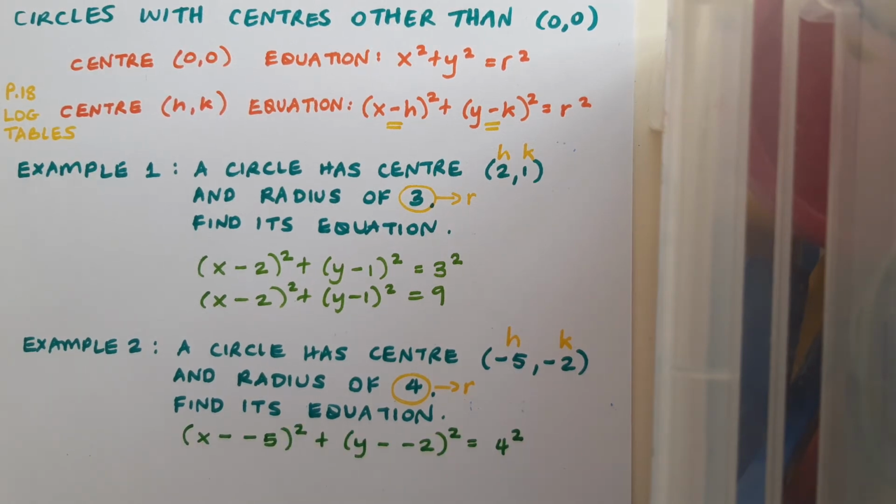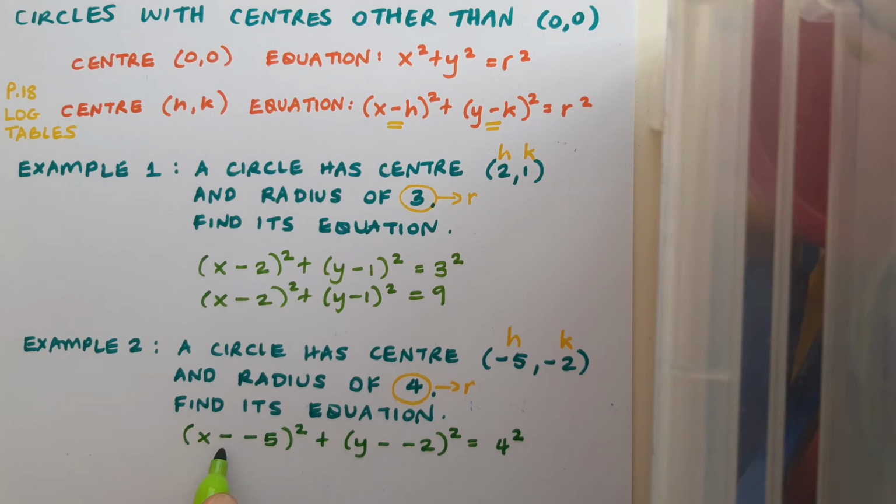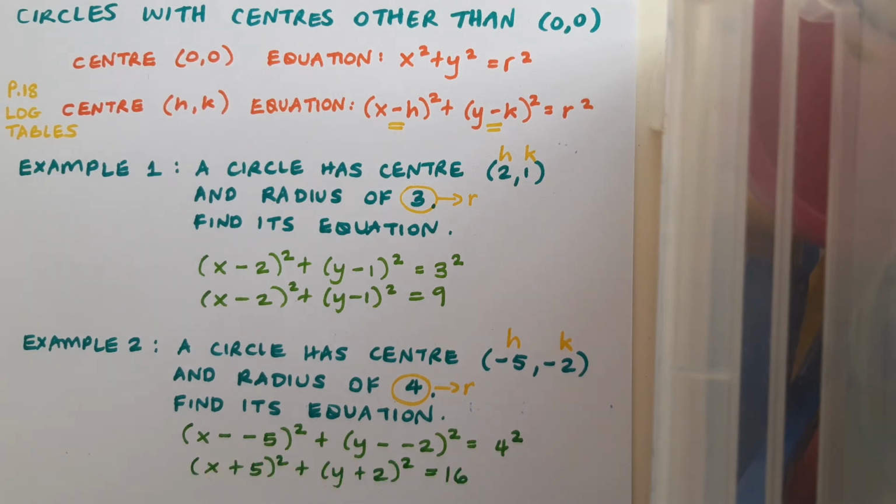So when we fill into the formula, we get x minus, this is the minus from the formula, minus 5, that's just the minus from our h value up here. y minus, again, that's the minus from the formula, minus 2, that's just the value minus 2 that we had in our point, equals 4 squared. And to finish off, all we need to do is just tidy up those minuses and square the 4. And we have the equation of our circle.